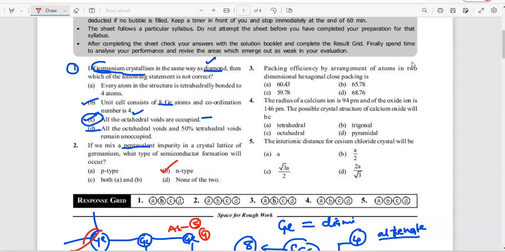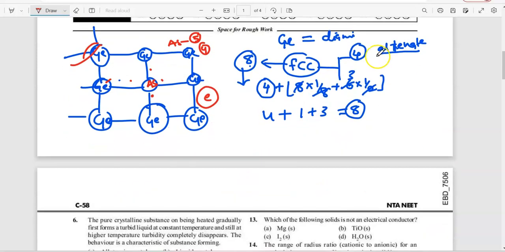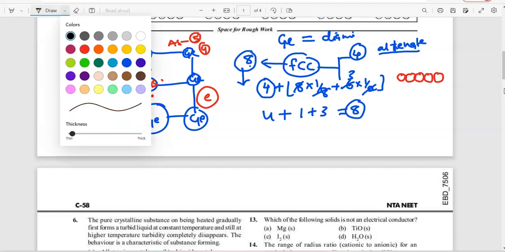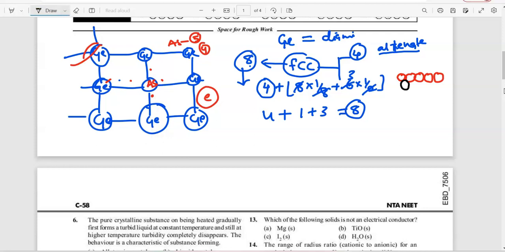First let me explain what two-dimensional hexagonal close packing is. Two-dimensional hexagonal close packing will form like this. One atom, 2 atoms, 3 atoms, 4 atoms are joined like this. So this is the first layer. If you observe, the second layer will come in between these 2 atoms. Because of this, the hexagonal close packing will come.